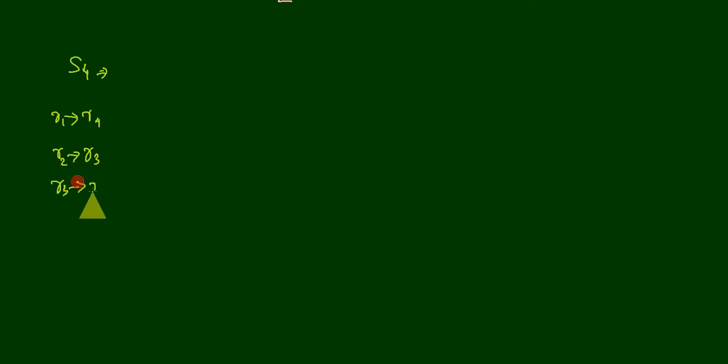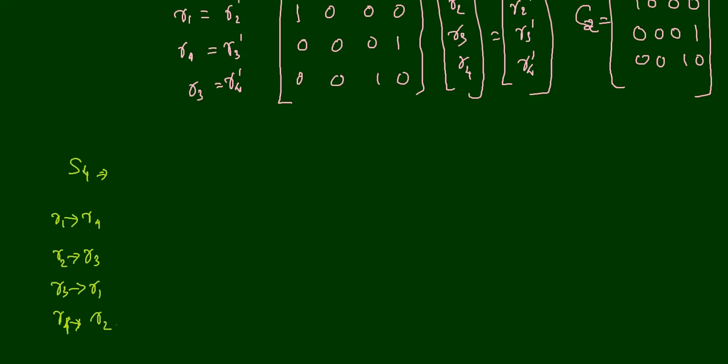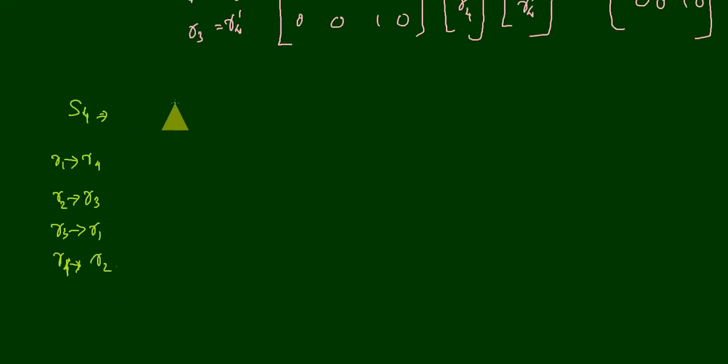R3 will go in place of R1, and R4 will go in place of R2. Okay, so these are the changes happening during the S4. So I can write it like equations like this. R1 dash is the new position of R1. So the new position of R1 is R4. We can write it like R4 is equal to R1 dash.